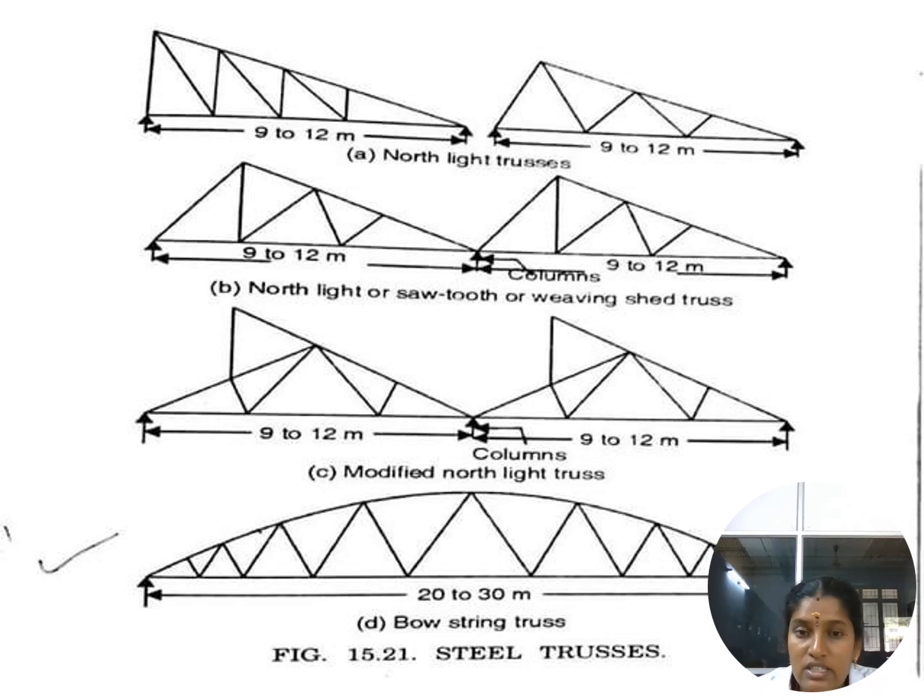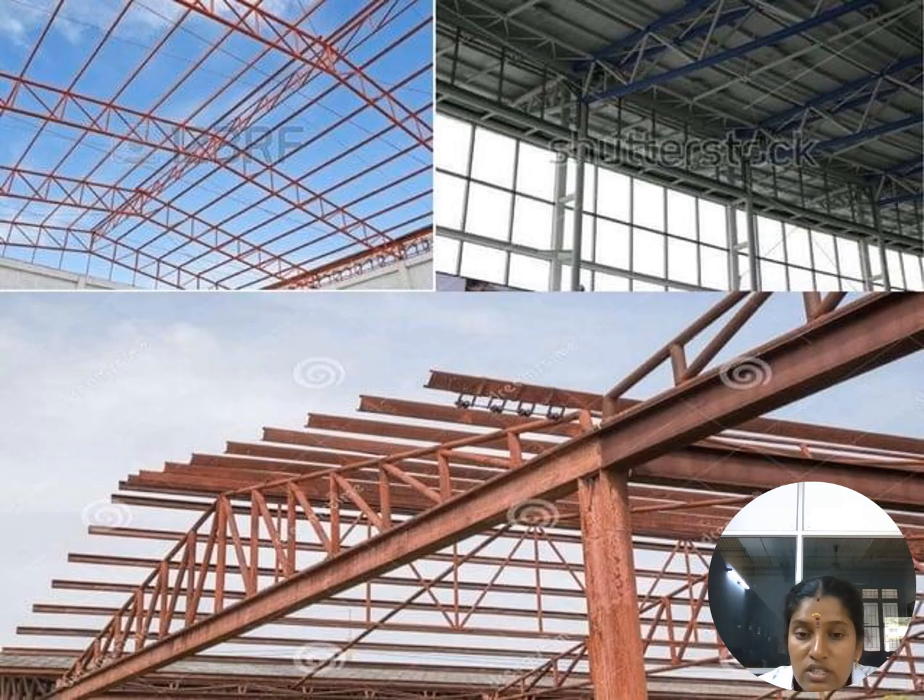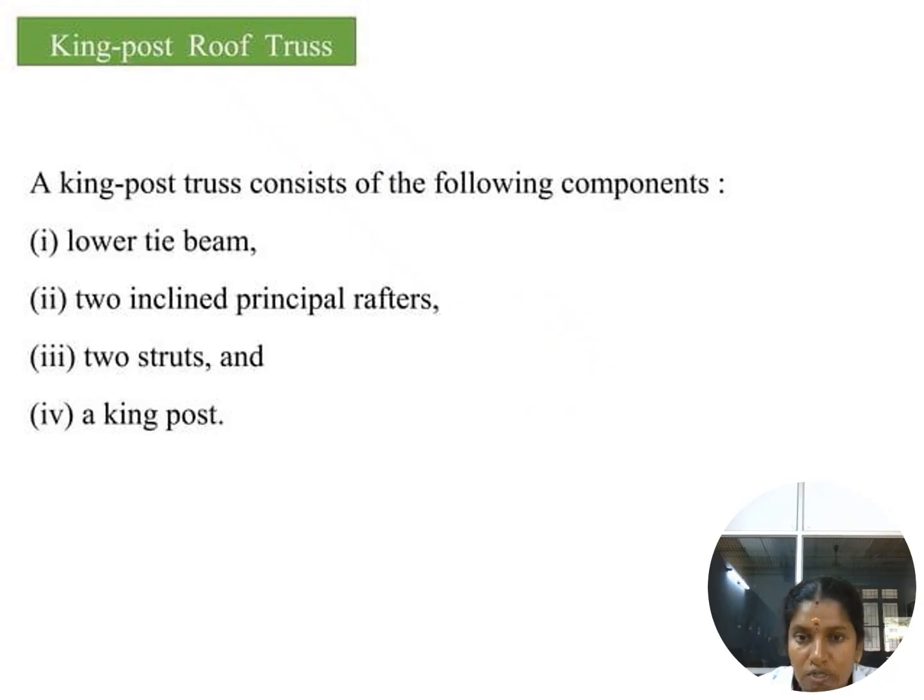And knot lights, these are all the main ones. Another one is a knot light. The knot light trusses: sawtooth and bearing shed, knot light trusses, modified knot light, and bowstring knot light, bowstring trusses. This is called bowstring trusses, like a bowl shape. So this is a bowstring truss. These are all the different types of steel structures, steel roof structures. This is the practical example showing different types of steel truss roof structures.